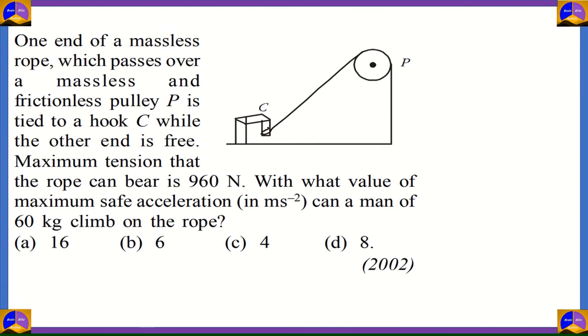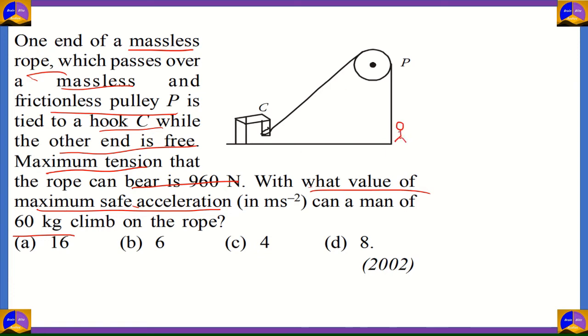Next question. One end of a massless rope which passes over a massless and frictionless pulley P is tied to a hook C while the other end is free. Maximum tension that the rope can bear is 960 newtons. With what value of maximum safe acceleration can a man of 60 kgs climb on the rope? So in this setup, let's say that there is a man here and he's preparing to climb this rope, which is attached to a hook.